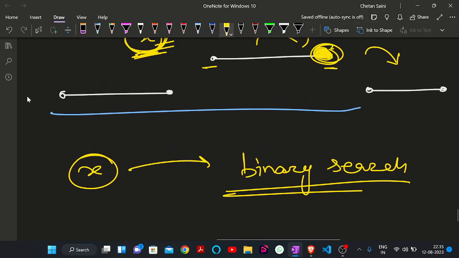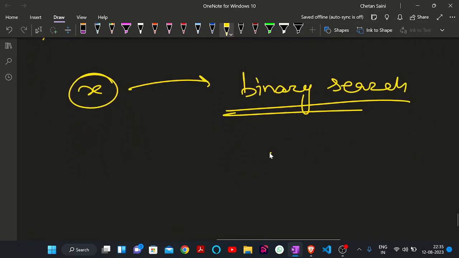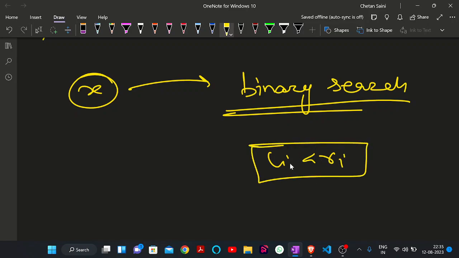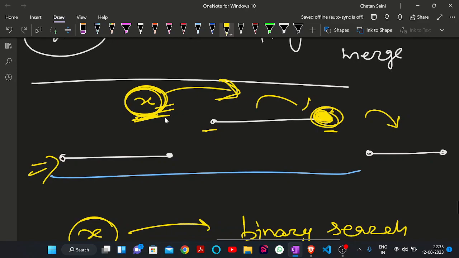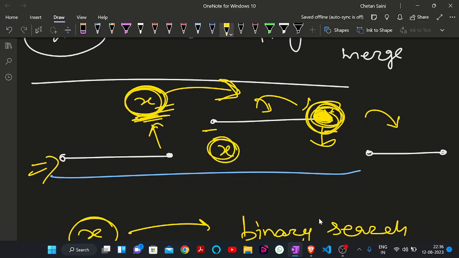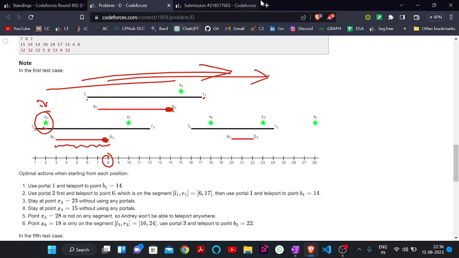We can sort all these segments according to li is less than lj, and we can put a binary search on that. If there is any segment on which x is lying in between, then we will say that the ri value of this will be the answer. And if there is not any segment in that condition, we will say that he cannot teleport from this x, then the answer will be only x. So let's see the code.